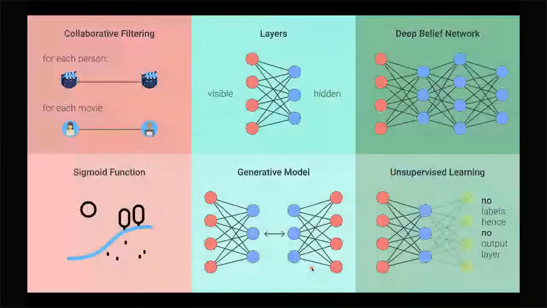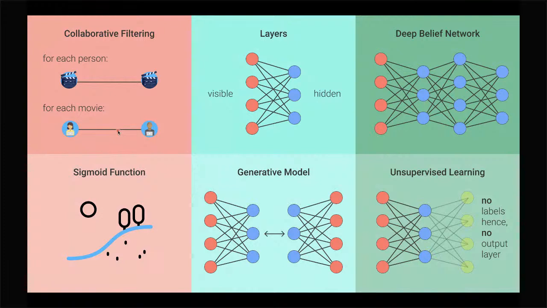Now there are multiple things that take place within an RBM. There's collaborative filtering, which is based on each person or for each movie. There are two layers, right? There's the visible layer and the hidden layer. And there's a deep belief network, which is also in place to ensure that our predictions are made accordingly to that.